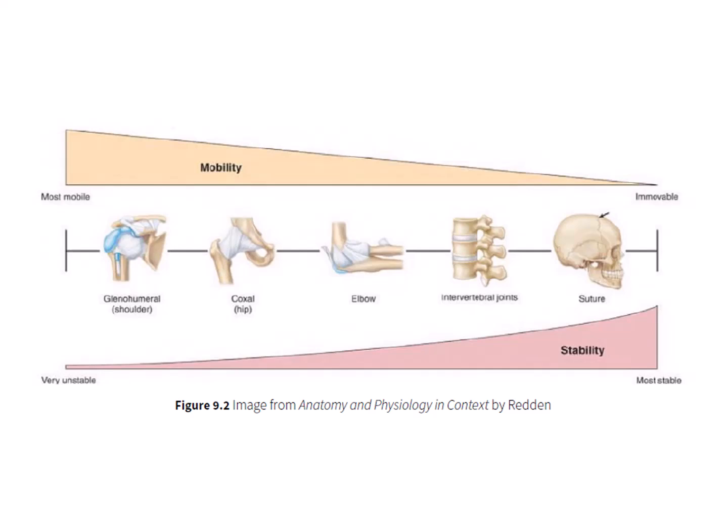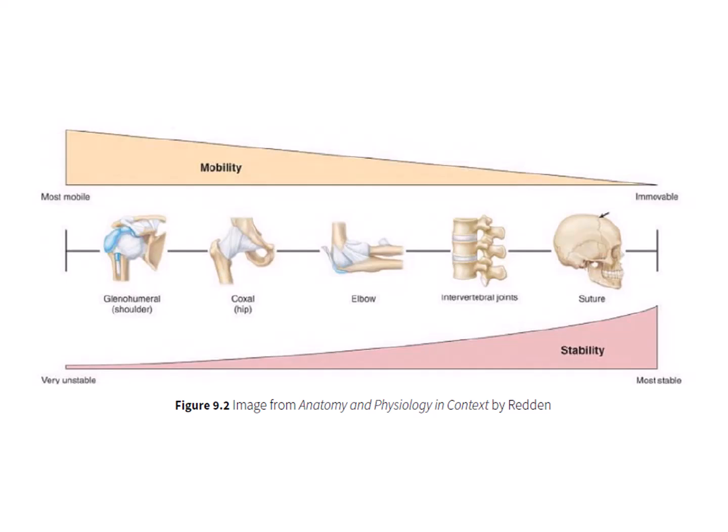For example, the sutures between the skull bones have no mobility but are very stable. When we consider that the sutures between the skull bones create a structure that protects the brain, this makes sense. Joints that are not mobile will protect the brain much better than those that are mobile.